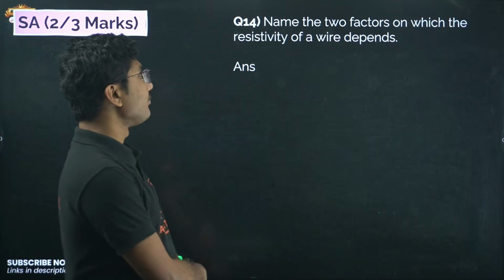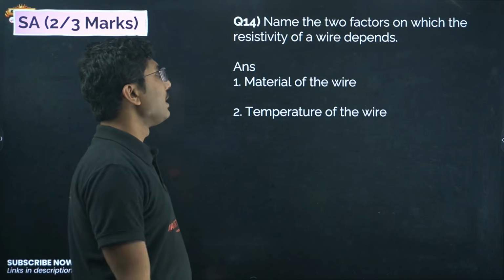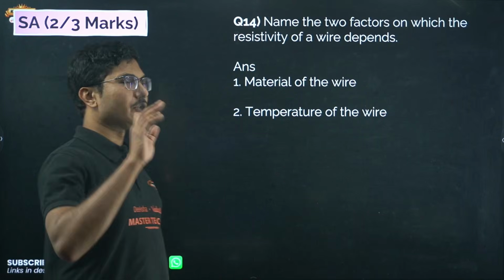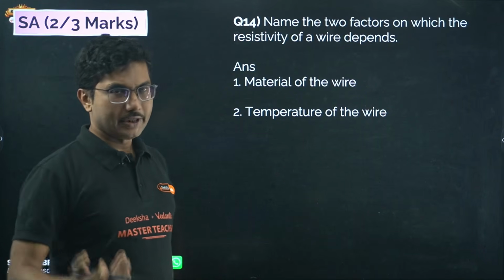Name two factors on which the resistivity of a wire depends. Resistivity of the wire depends on the material of the wire and the temperature. These are the only two things that resistivity depends on.